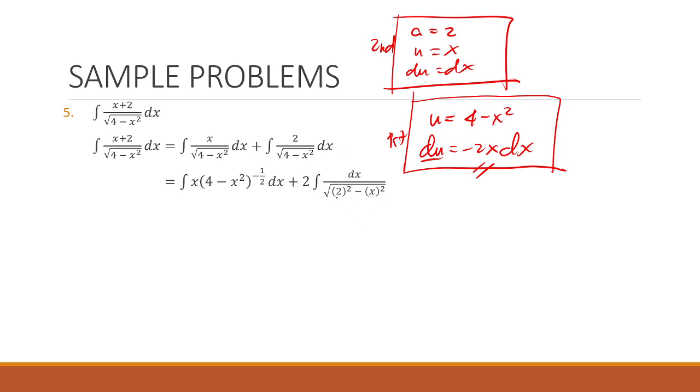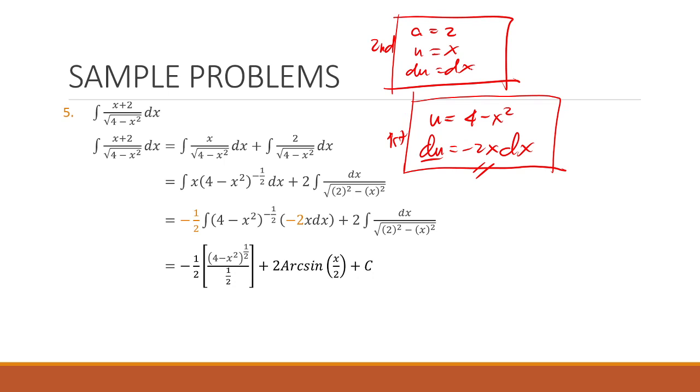Okay, so a is 2, tapos u is x, so a squared minus u squared, tapos since u is x, du is just dx, so this is now du divided by a squared minus u squared, so arc sine. Okay, and yan, simplify lang. Yeah, this is now the final answer.